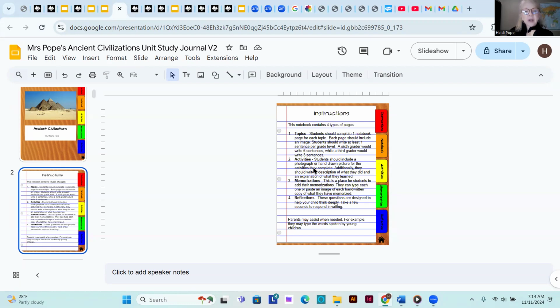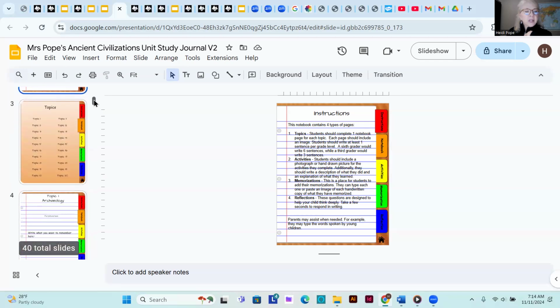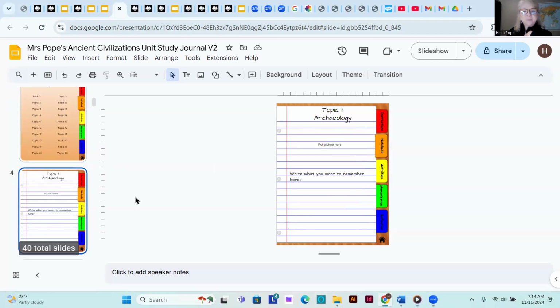There's a section for your activities to be recorded and your memorizations. And at the very end of your unit study journal, you will record your reflections, which is a reflections page. So let's just take a quick look at those pages. Here is a topics page right here.